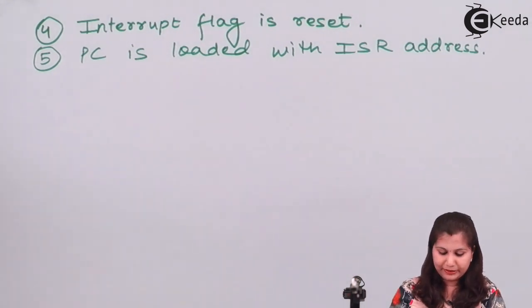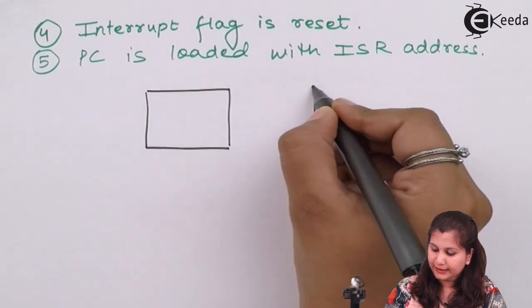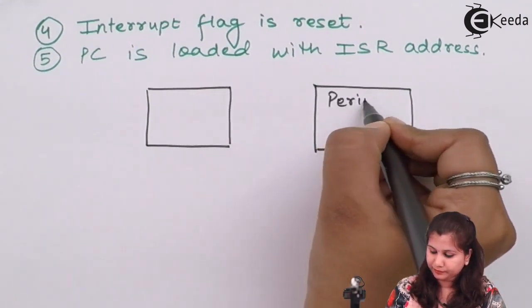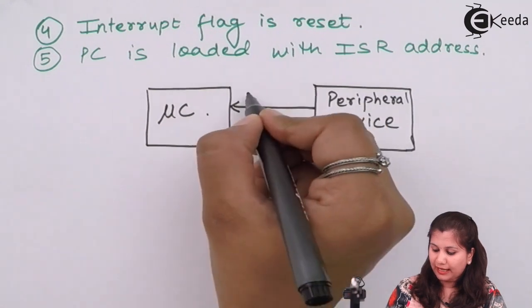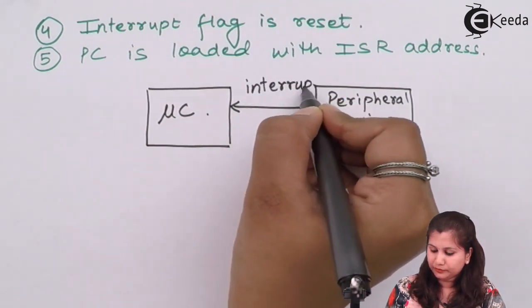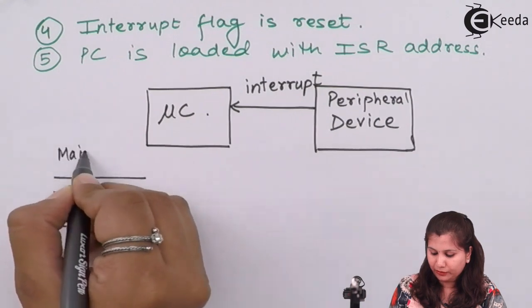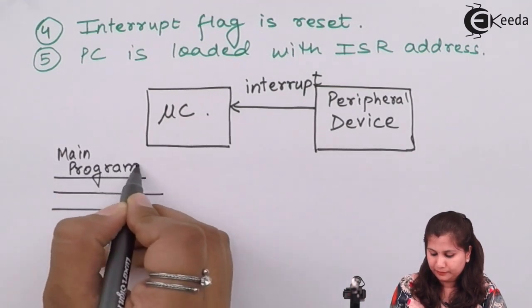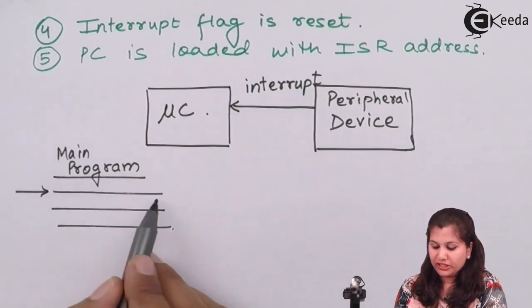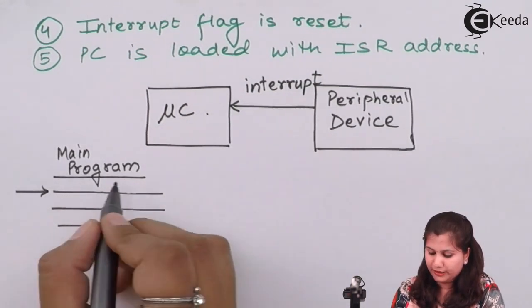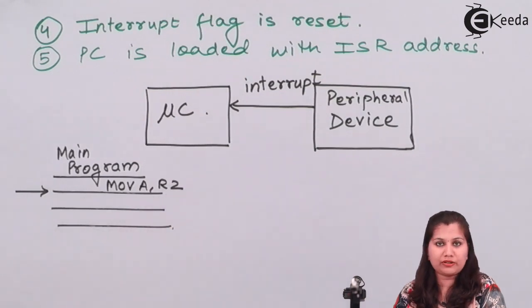If we diagrammatically represent this whole procedure, suppose this is our microcontroller and this is the peripheral device. Now this peripheral device has given an interrupt to the microcontroller. Suppose the microcontroller is executing our main program. This is the main program. Suppose this is the second instruction written in the main program. It is going to first complete the execution of this second instruction. Suppose it is MOV A, R2. So the execution of this instruction will be completed.